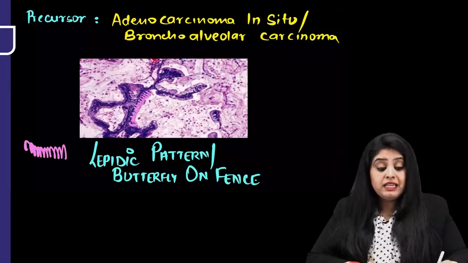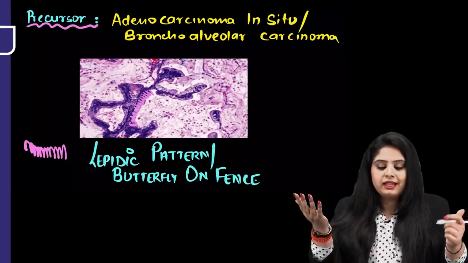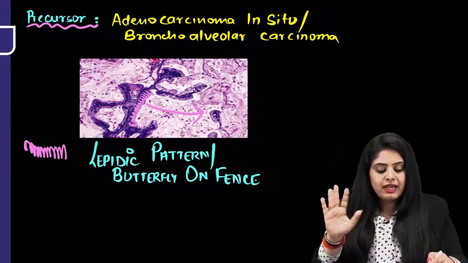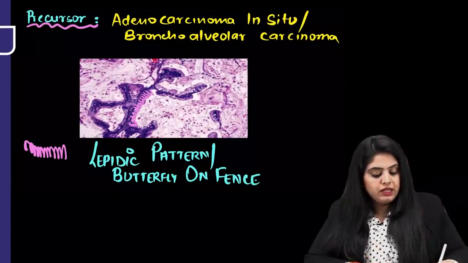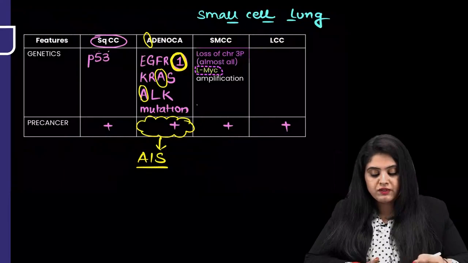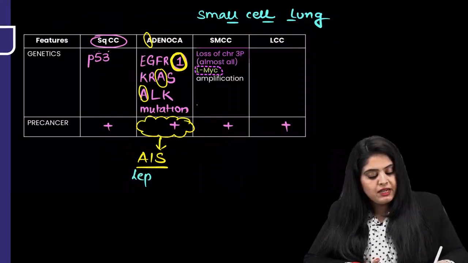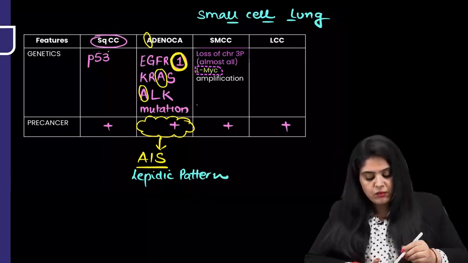That is why all the pre-cancer cells are sitting in one place, because if this were a proper cancer, it would go everywhere in the body. It would show you invasion. That is not happening over here. They are innocently sitting at one place. That is what you see in the butterfly on fence appearance, the lepidic pattern. That is why I'm calling it a precursor lesion. Please note, all of them have a precursor lesion, but adenocarcinoma in situ and its lepidic pattern is very famous for adenocarcinoma, right?